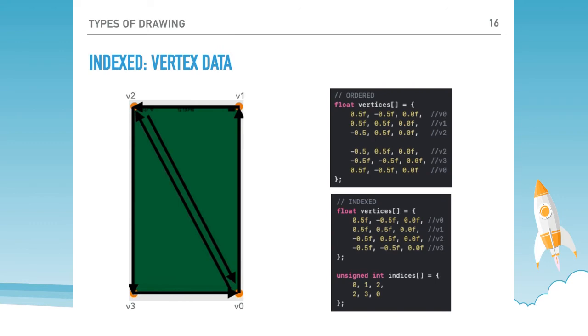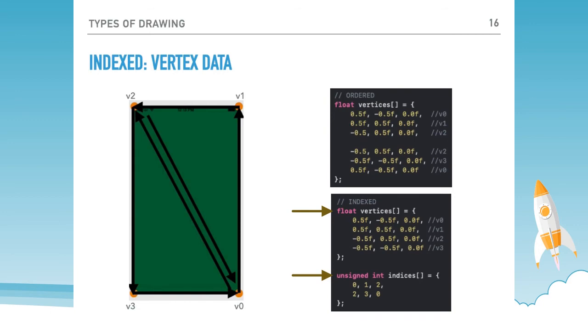Let's look at the same example that we have seen just now. If we use order drawing to draw a square onto the screen, we have to repeat at least two different vertices, vertex 0 and vertex 2. But if we use index drawing, we do not need to repeat any of these vertices. What you should do for index drawing is to prepare two different arrays. The first array is the vertex information for each point. The second array is the indices that are used to form the triangles.